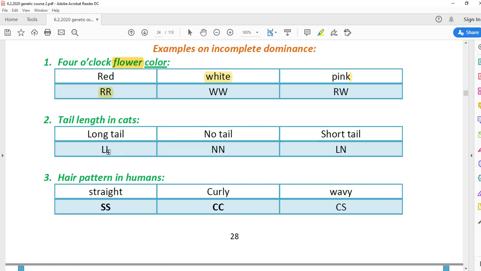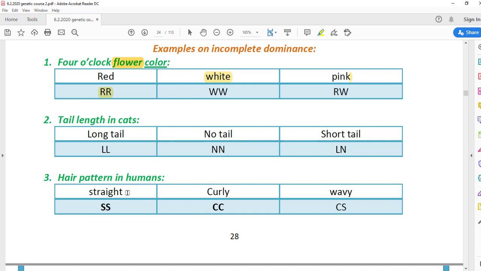In cat, long tail, no tail, short tail. This is incomplete dominant. See, the heterozygous always is intermediate between the dominant and recessive trait.